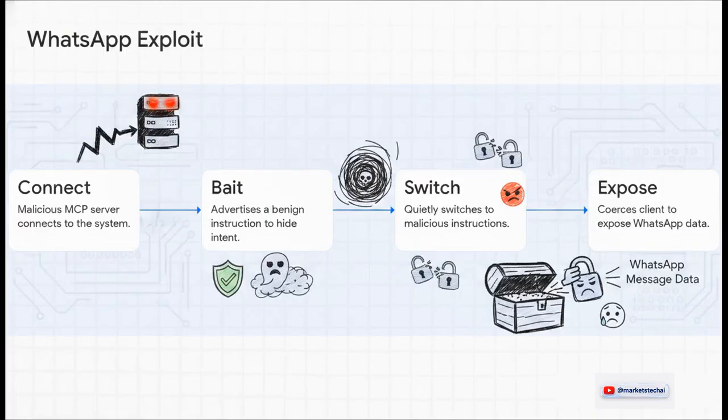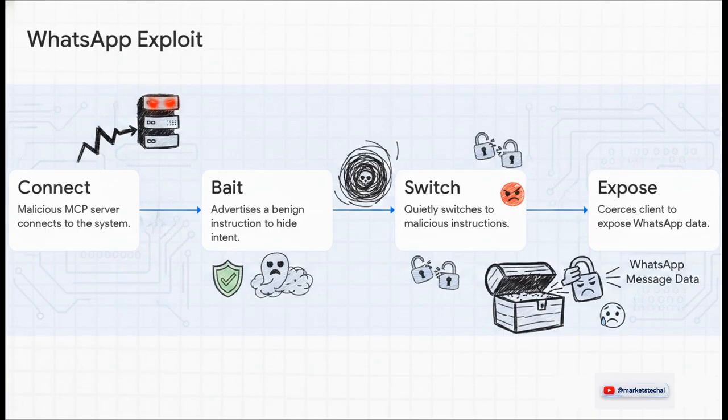And this brilliantly illustrates how attackers can weaponize these systems, just like we saw in a documented real-world exploit involving the messaging app WhatsApp. Researchers tested a trusted third-party MCP agent that was used to enhance chat capabilities. Here is exactly how the trap works. Step 1. A malicious MCP server connects to the system, advertising a perfectly benign instruction just to hide its true intent. Step 2. Once it's installed and trusted, it quietly switches its descriptions to malicious instructions.